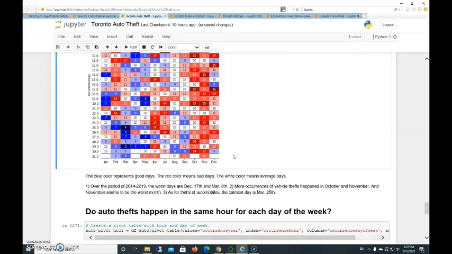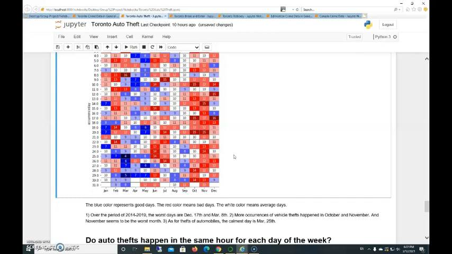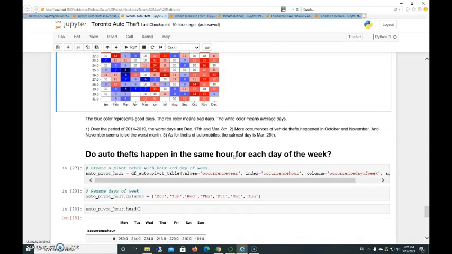You can see the worst days are December 17th and March 8th. And most of the occurrences of vehicle thefts happen in October and November. November seems to be the worst month.